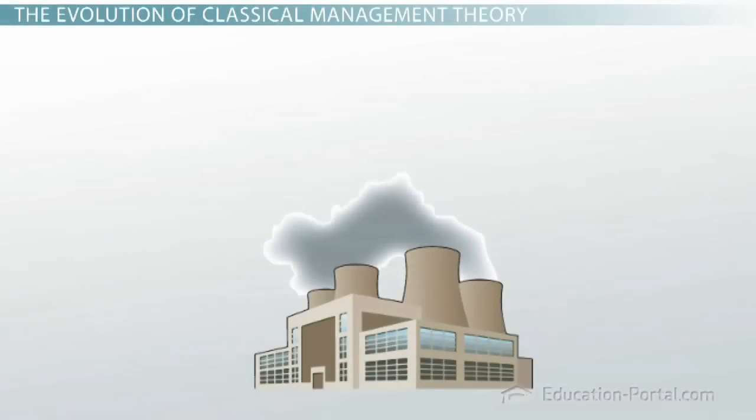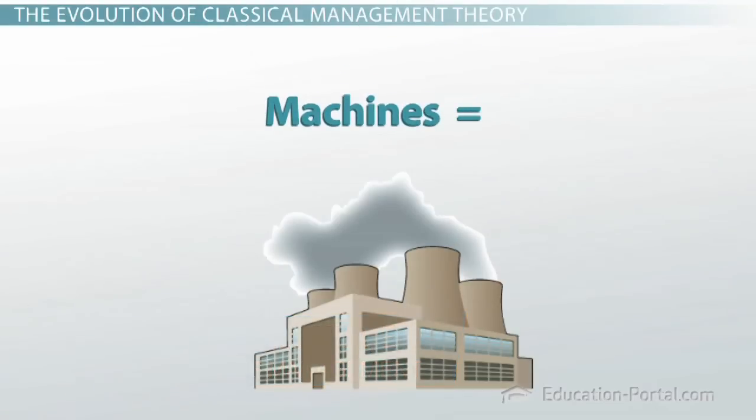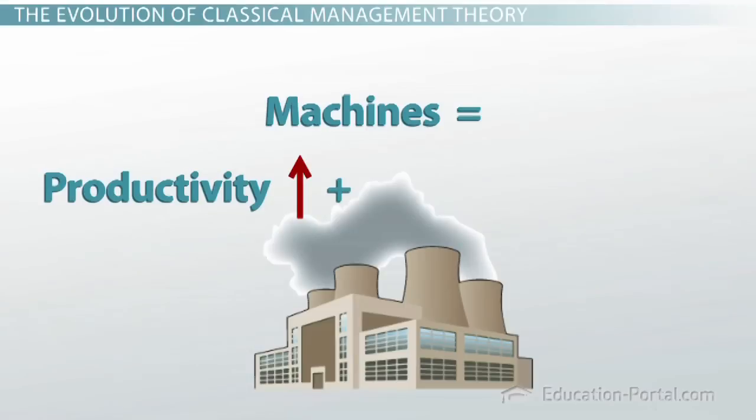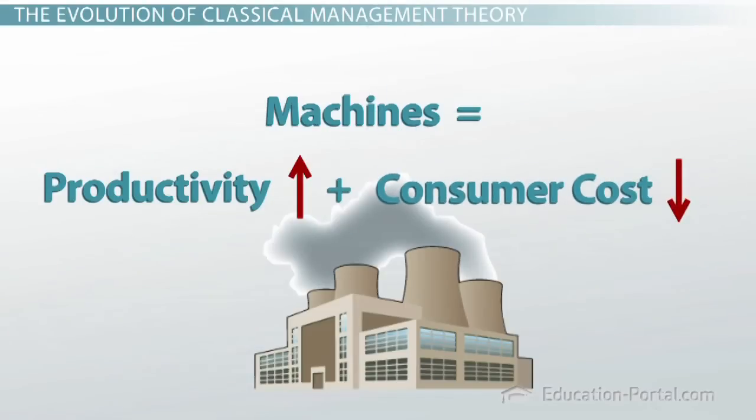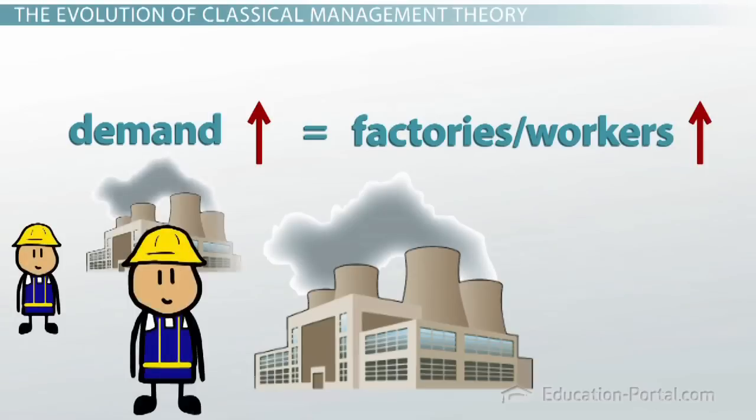The Industrial Revolution was a time where innovation really began to change the way that products were produced and sold. The invention of machines to produce goods in the 19th century drastically improved productivity, which in turn lowered the cost to the consumer.